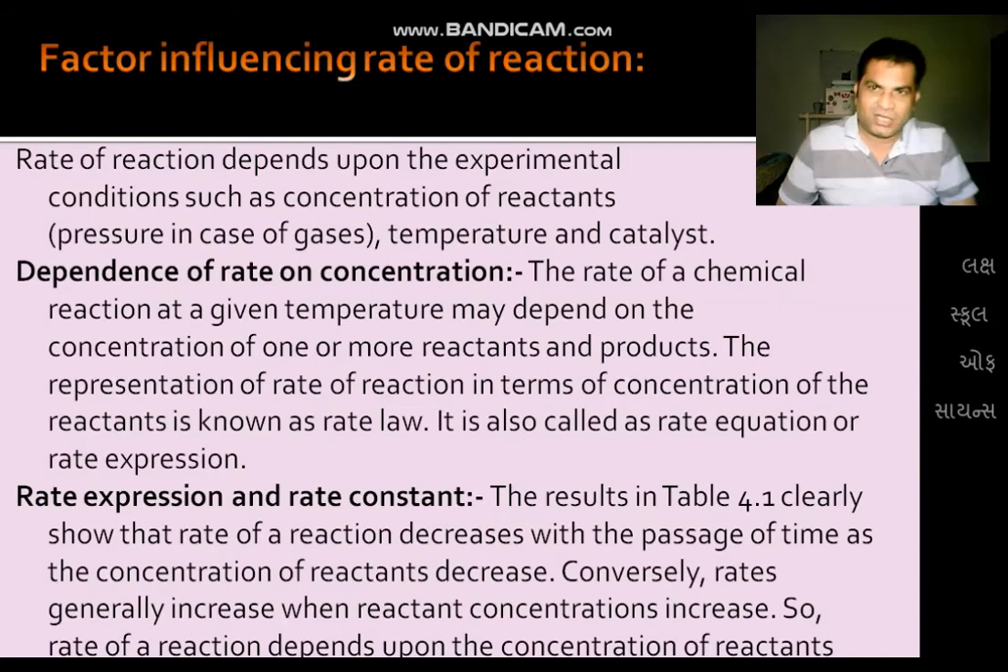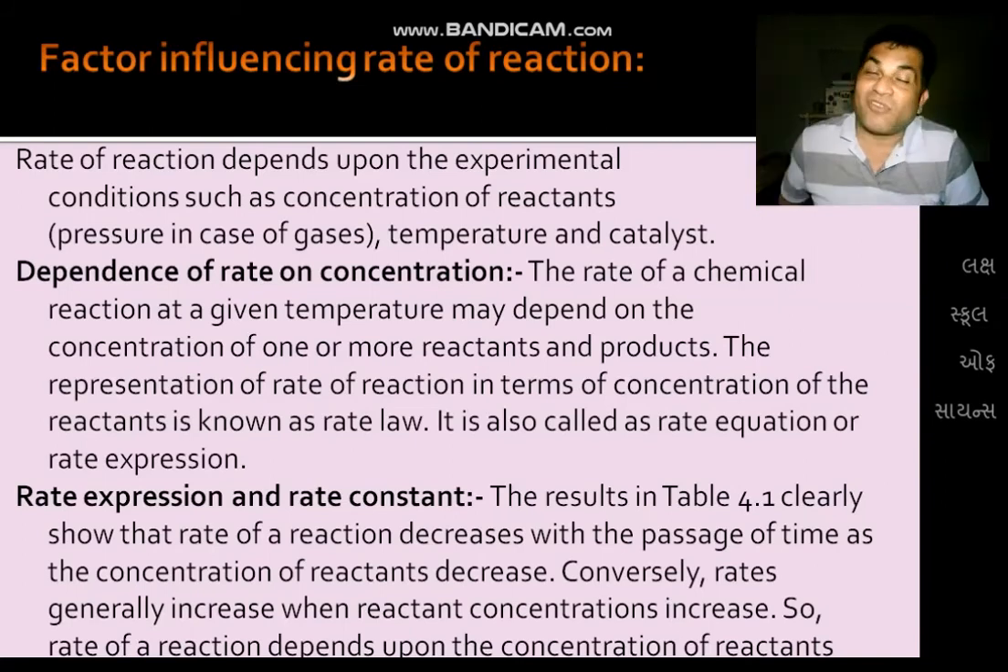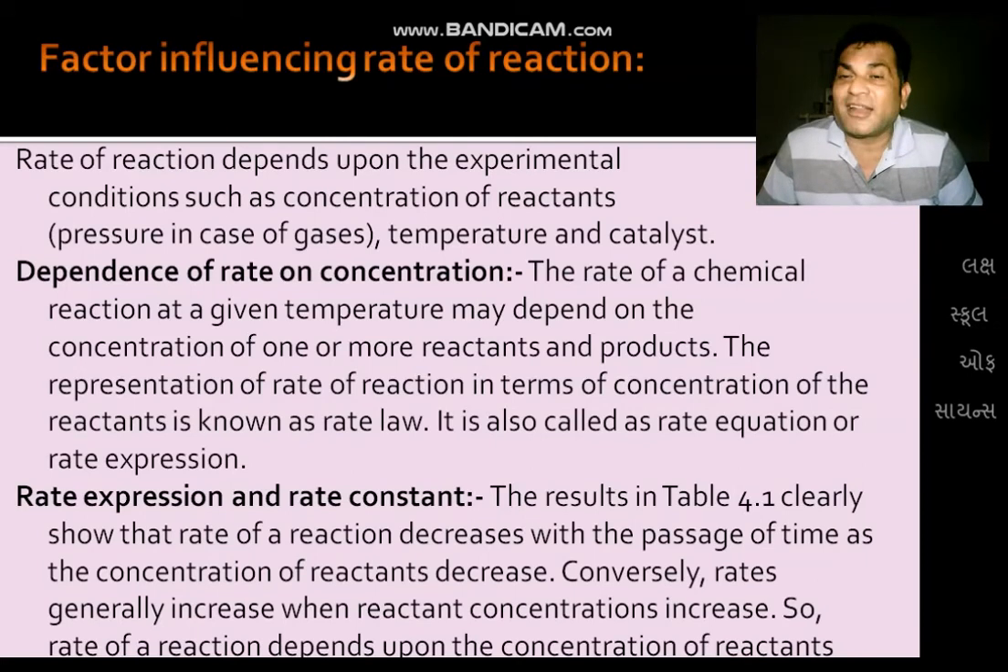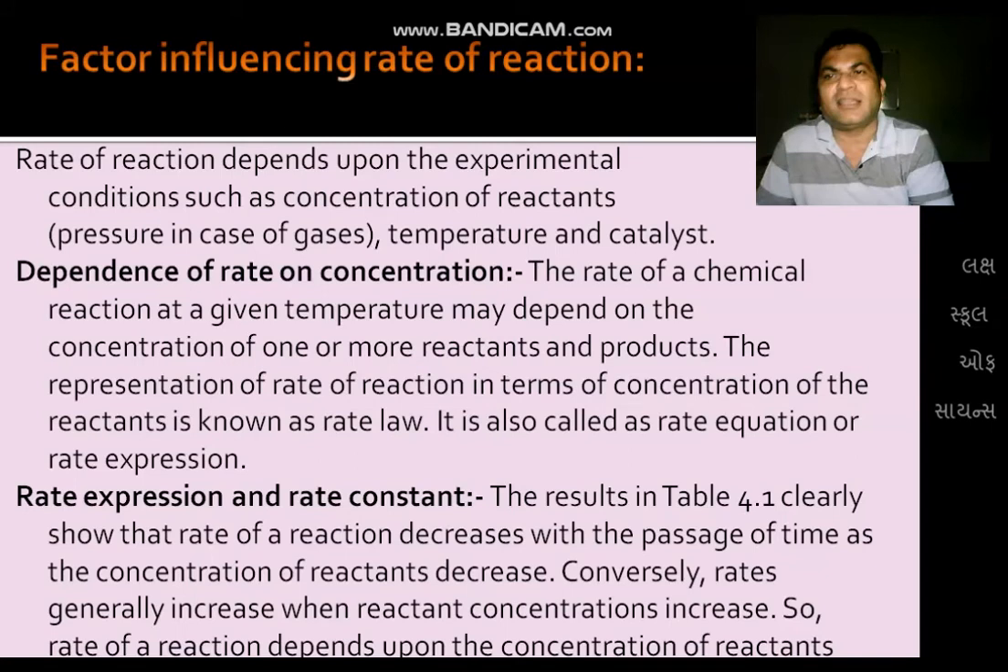So that was the instantaneous speed and instantaneous rate we have determined very interestingly. Now we are coming on to the factors influencing rate of reaction. Rate of reaction depends upon the experimental conditions such as concentration of the reactants, in case of gas it is pressure, temperature and catalyst. These are the things which can impact the reaction.